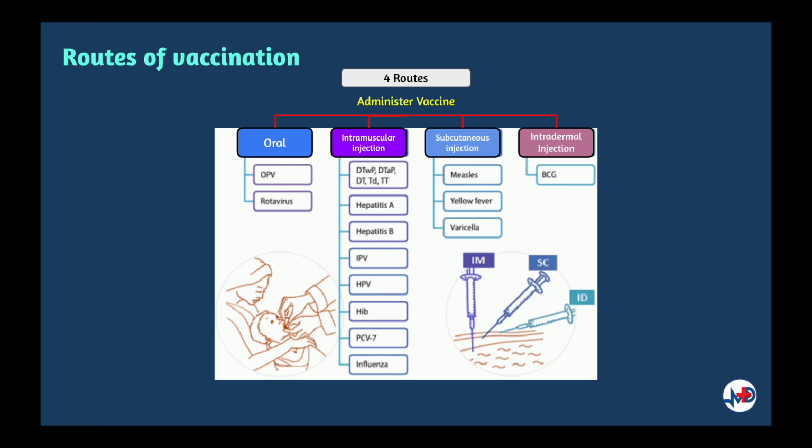Let's look at the routes of vaccination. So as you can see here in the diagram, there are 4 routes to administer vaccines, which are oral, intramuscular injections, subcutaneous injection, and lastly, intradermal injections.